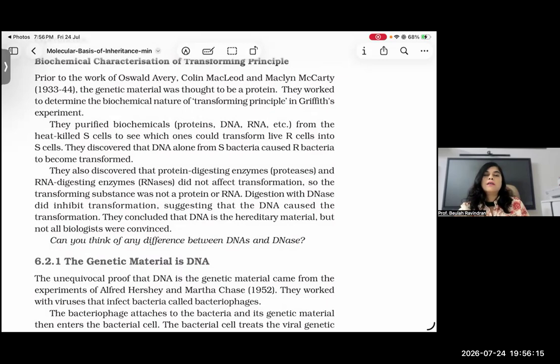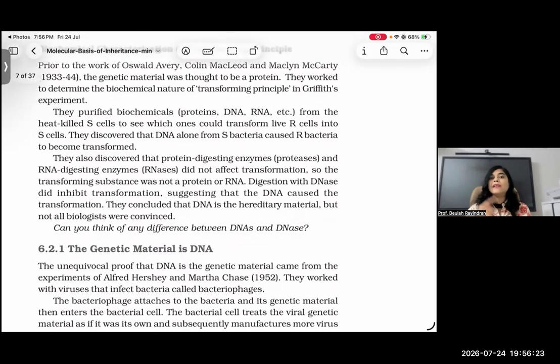They extracted and purified the biochemicals, DNA, RNA, proteins, etc., obtained from the S strain of bacteria. Thereafter, these biochemicals were used separately to prove which was acting as the transforming principle, or genetic material. Very great idea, right? Students, you must understand they extracted and purified the biochemicals, that is DNA, RNA, proteins, etc., obtained from the heat-killed S strain bacteria.